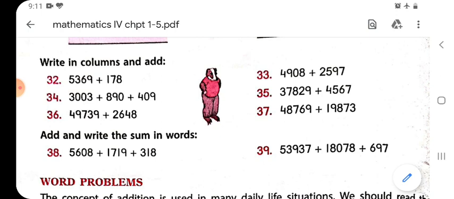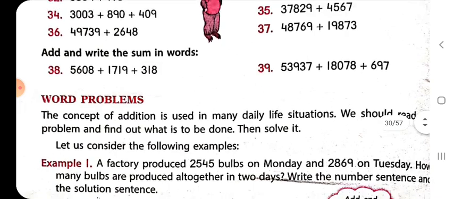As all the sums from 32 to 39 are addition, you can do any 5 sums from it. Do sum number 33, 34, 35 and 36, 38 and 39. If you want to do others also, you can do them for practice. These are simple additions.